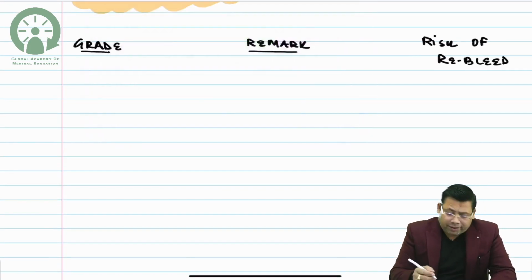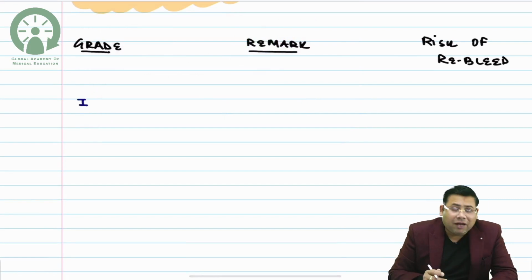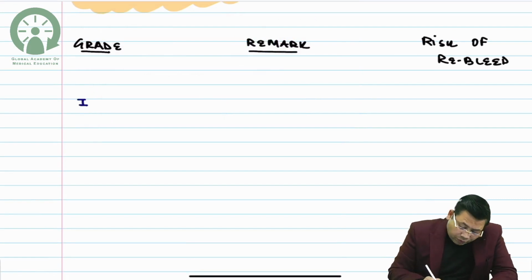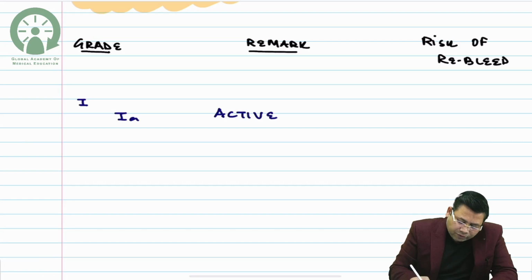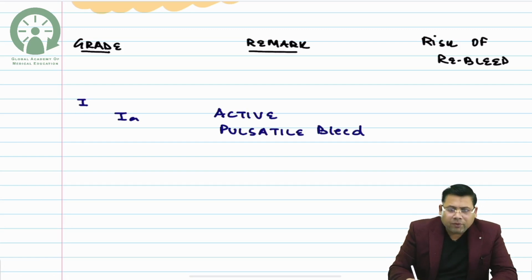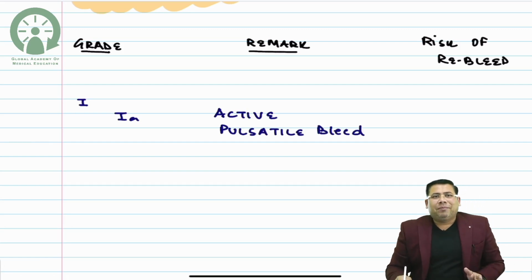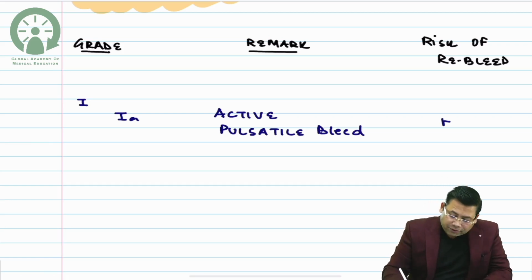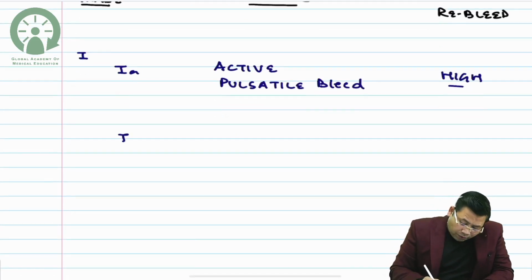When we talk about grade 1, we have 1A and 1B. 1A is active pulsatile bleed. This is very important. What do you mean by active pulsatile bleed? Pulsatile means it's arterial blood, and that is why the risk of rebleed has to be high.